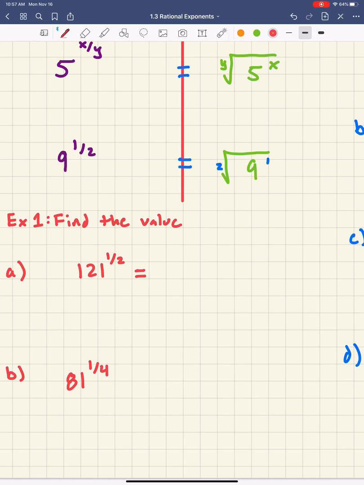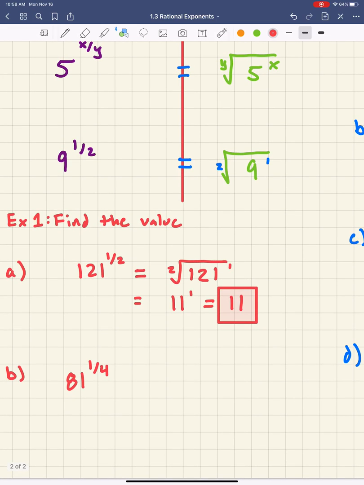Using the pattern that we saw above, the 2 becomes the front of the radical, and we've got 121 to the 1st power. So this is essentially the square root of 121, and we just did square roots, right? You could break this down. This one's a perfect square, so this just turns into 11, because that's the square root of 121 to the 1st power. So as I evaluate this, 121 to the 1/2 power is the same thing as the square root of 121, and that turns into 11.